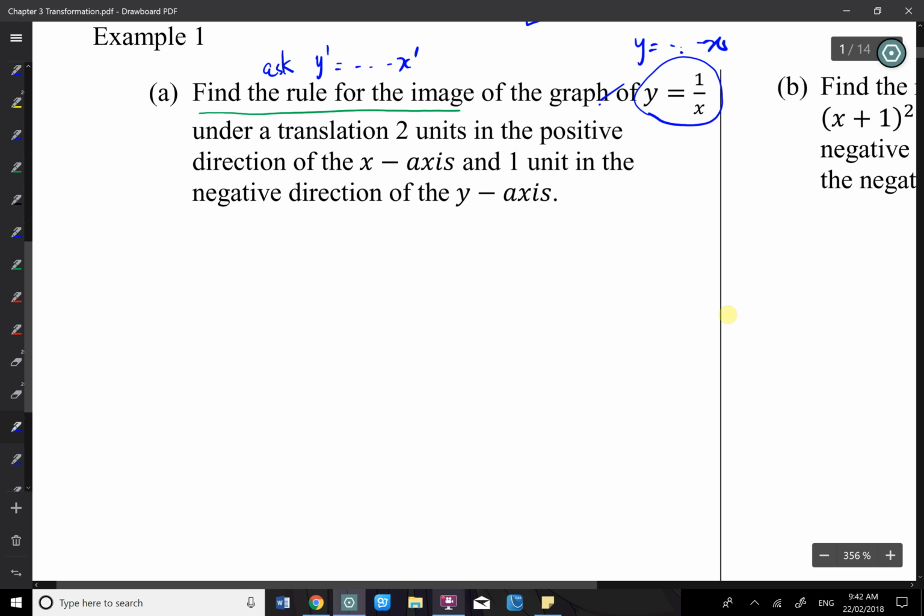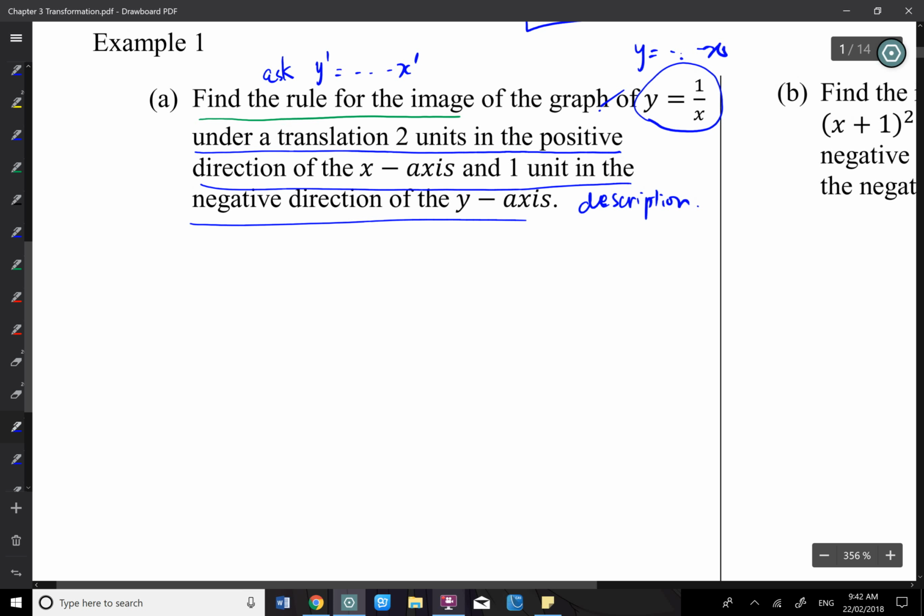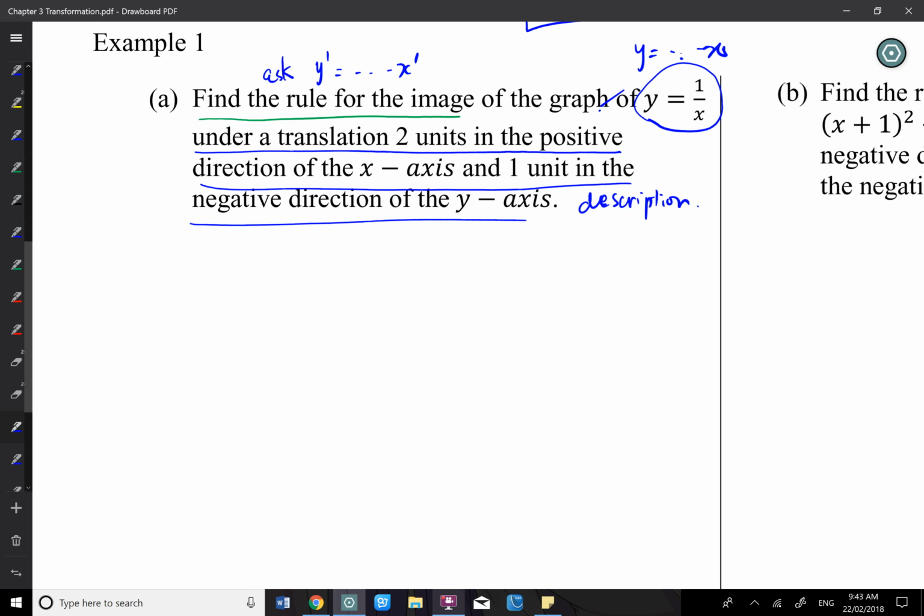And a translation of 2 units in the positive and 1 unit in the negative direction of y-axis. This is the description. Okay, so it's asking you number 2, given number 1 and number 3. If you have the language, the first thing you do is write out the equation. You can't do math with words. You must change that into a math equation.